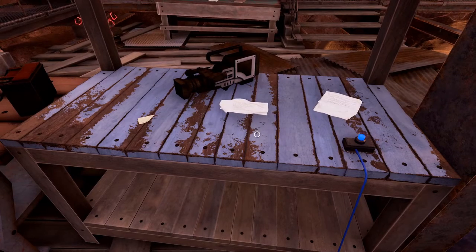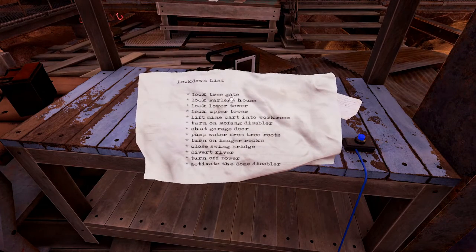Okay, what's this? Lockdown list. Lock tree gate. Lock Farley's house. Lock power tower. Lock lower tower. Lock upper tower. Lift mine cart into workroom. Turn on Mofang disabler. Shut garage door. Pump water from tree roots. Turn on imager rocks. Close swing bridge. Divert river. Turn off power. Activate the dome disabler. Why do I have a feeling I have to undo all this stuff?